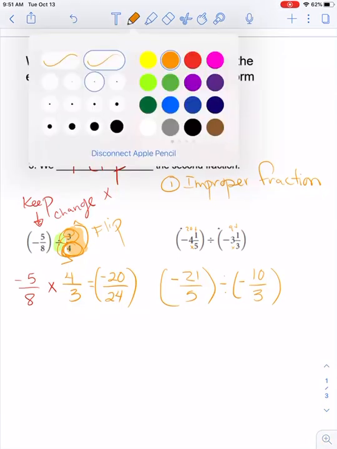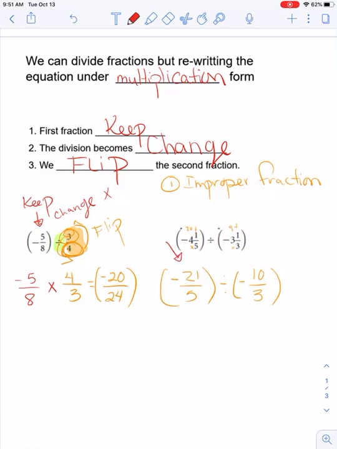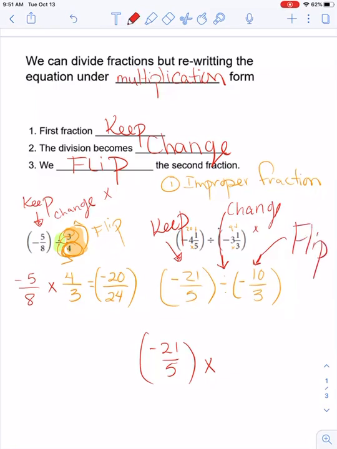So the first fraction, I'm going to keep the exact same, so I'm rewriting it as it is. My division sign, I'm going to change to a multiplication. And my second fraction, I flip it. This means the denominator becomes the numerator, and the numerator becomes the denominator. So it gives me negative 3 over 10.